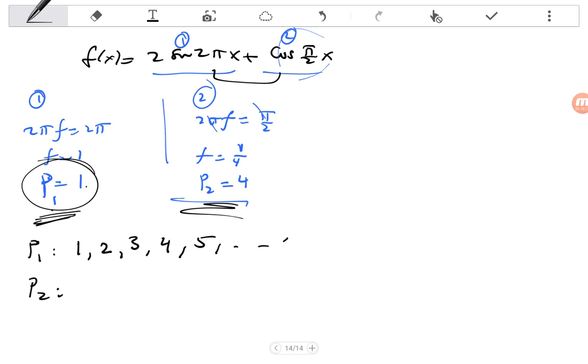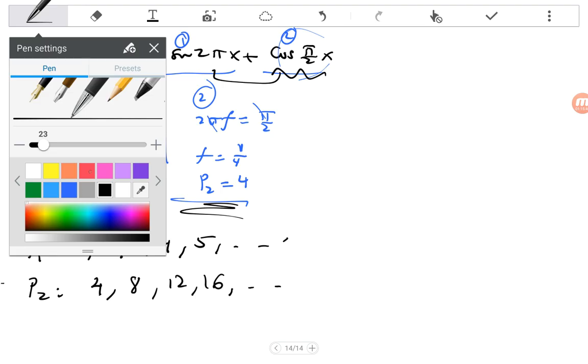For the second function, it repeats itself every 4. Also, I can consider the period to be 8. Also, I consider it to be 12. Also, I consider it to be 16. That function repeats itself every 4, or I consider the period to be 8, and so on.